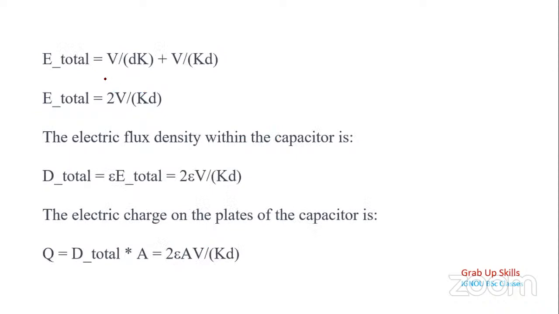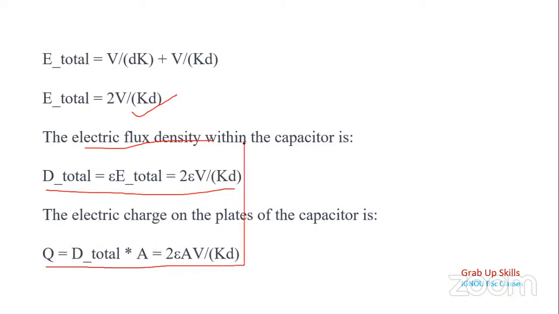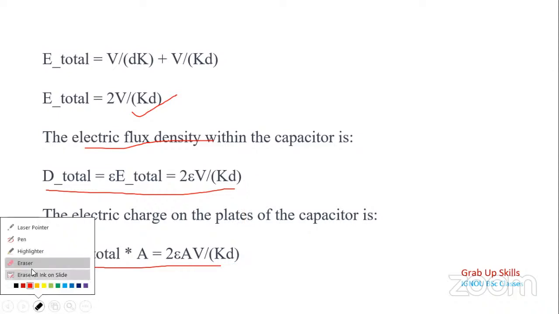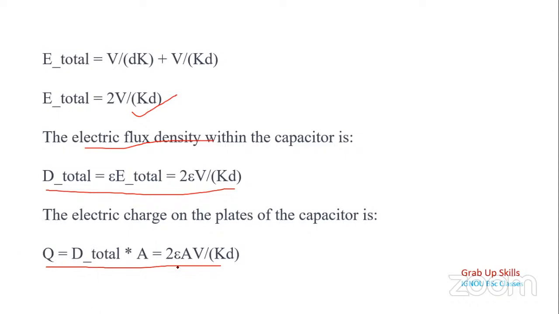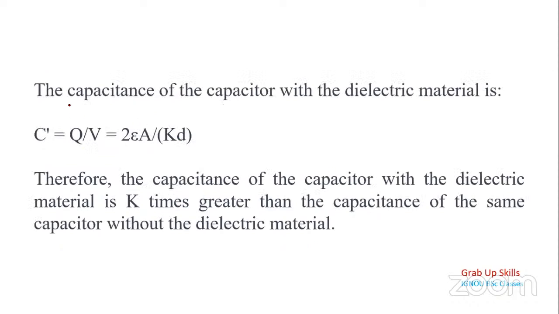So E total, we just need to substitute the values given in the question. What is the electric flux density within the capacitor? We just need to substitute whatever we have got in E total. The charge on the plates would be given by this formula, Q is equal to D total into A, which is equal to 2 epsilon A V divided by K into D.